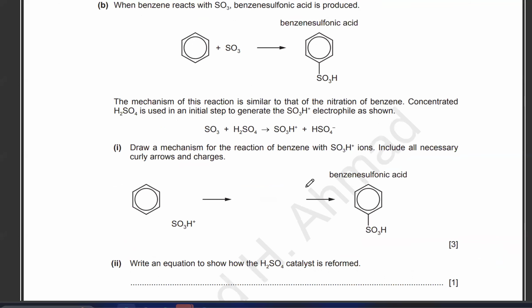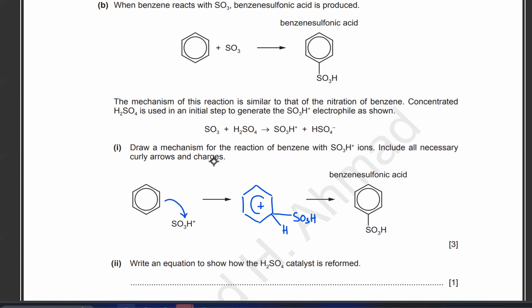Okay, this one. The mechanism of this reaction is similar to that of nitration of benzene. So there's another electrophilic substitution happening. Draw a mechanism for this reaction of benzene with the SO3H+ ion, including all necessary curly arrows and charges. So first, the electrophile attracts the electrons from the benzene. Then there would be a partial positive charge on the benzene ring, while both the electrophile and hydrogen atom are attached at the same time.